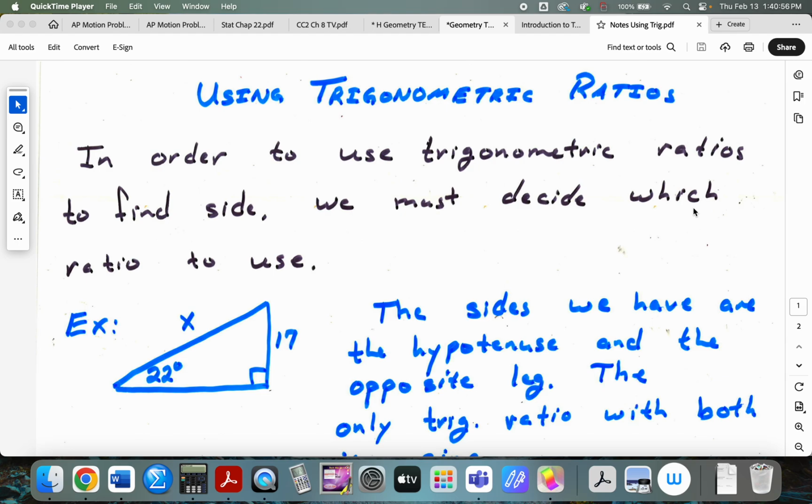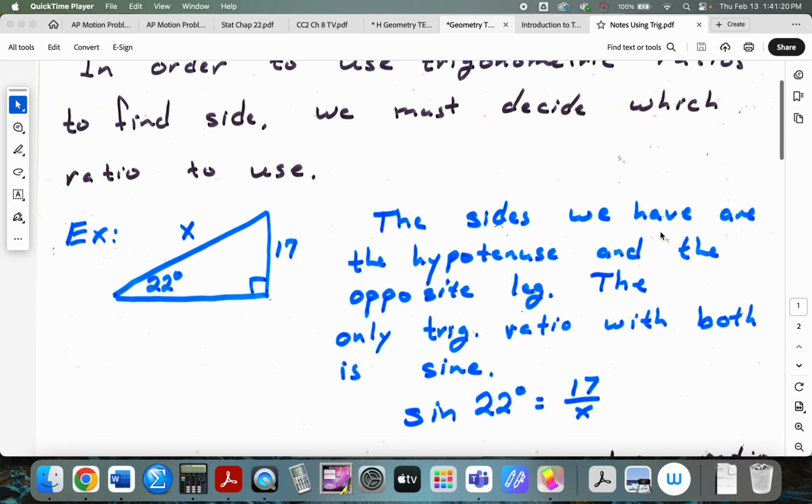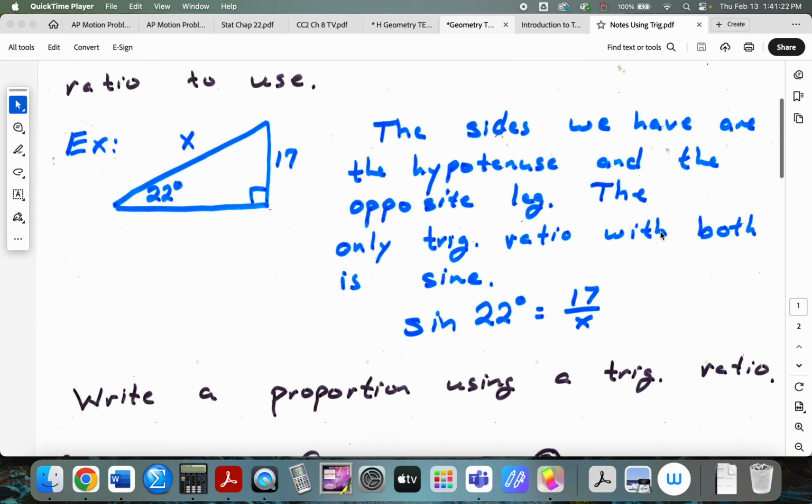Now, if we actually want to use those in a real problem to find a side or to find an angle, you've got to figure out which one of the three ratios to use. On last night's homework, it always told you, find the sine of this, find the cosine of that, find the tangent of the other thing. But in these problems, it's not going to tell you, so you have to figure out which one to use. So, let's look at this example.